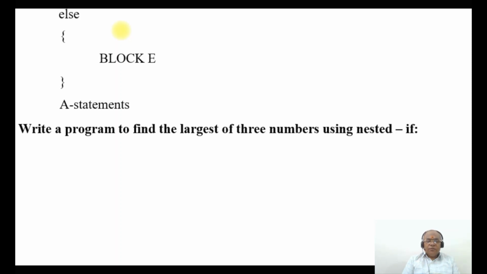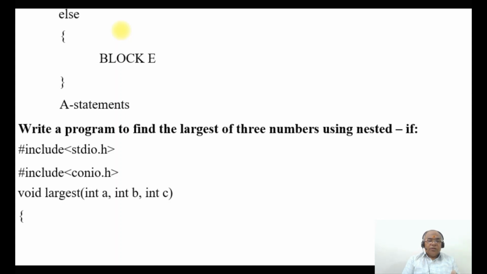So a simple example we are going to consider: write a program to find the largest of three numbers by using the nested if. Include stdio.h and include conio.h. Since we want the largest of three numbers, void largest of int a, b, c. If a is greater than b, and the condition is true, then it enters another if statement, if a is greater than c.